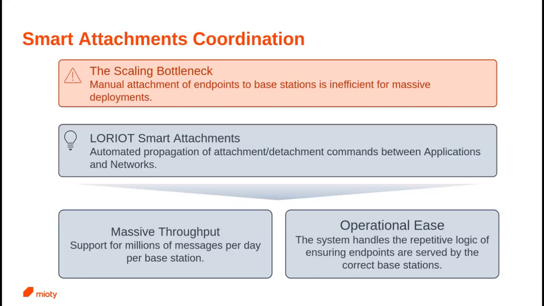You have to click, you have to attach every endpoint to every base station, and the more you scale, the more cumbersome this becomes, and the more of a bottleneck this can become. It's not the same thing to have one base station and 10 devices as having hundreds of base stations and thousands of devices, right? So here we introduced what we call smart attachments to eliminate this bottleneck. You can just link your application, your endpoints, the grouping with a network of base stations, and the NMS automatically manages the propagation of the attachment commands. This ensures that as you grow, the system handles the heavy lifting of this coordination.